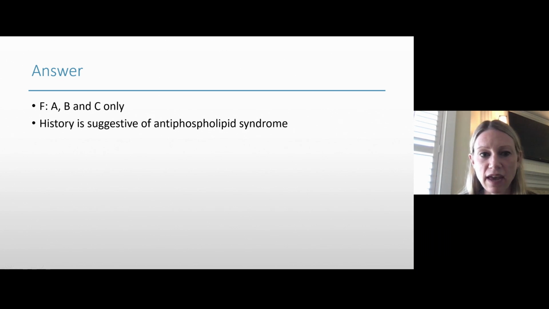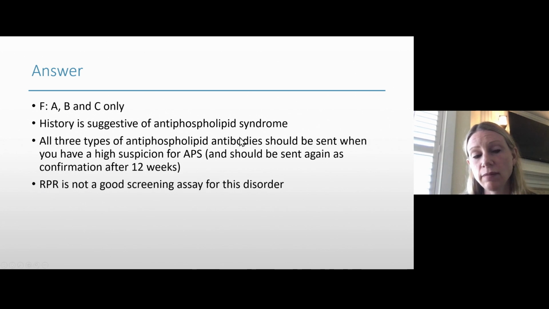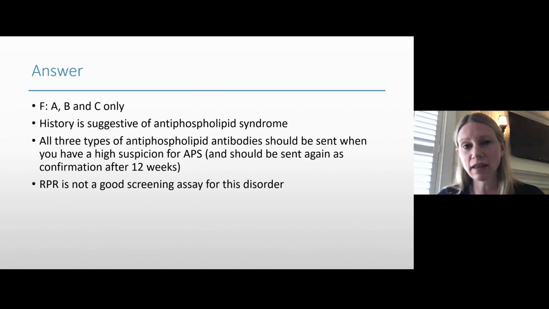So the answer is F, A, B, and C only. Her history is certainly suggestive of possible antiphospholipid syndrome. All 3 types of antiphospholipid antibodies should be sent when you have a high suspicion for antiphospholipid syndrome, and should be sent again as confirmation after 12 weeks. RPR is not a good screening assay for this disorder. There can be false positives in the setting of lupus anticoagulant, but it's not a good screening test.